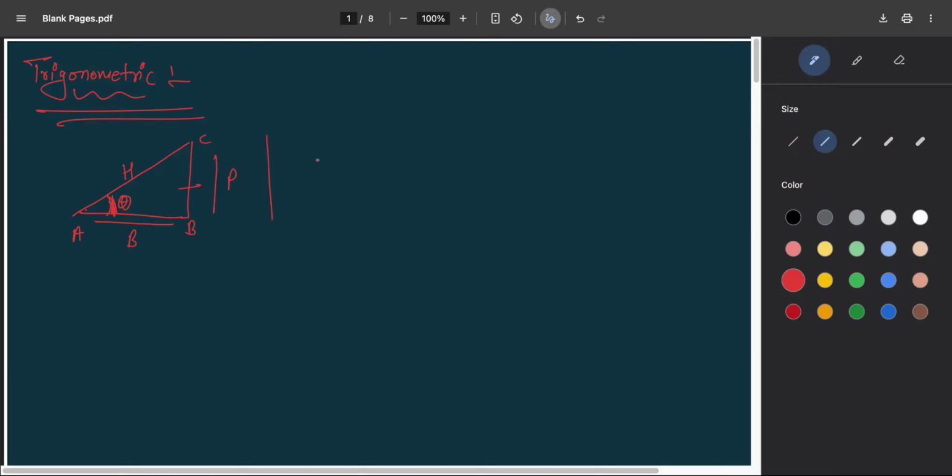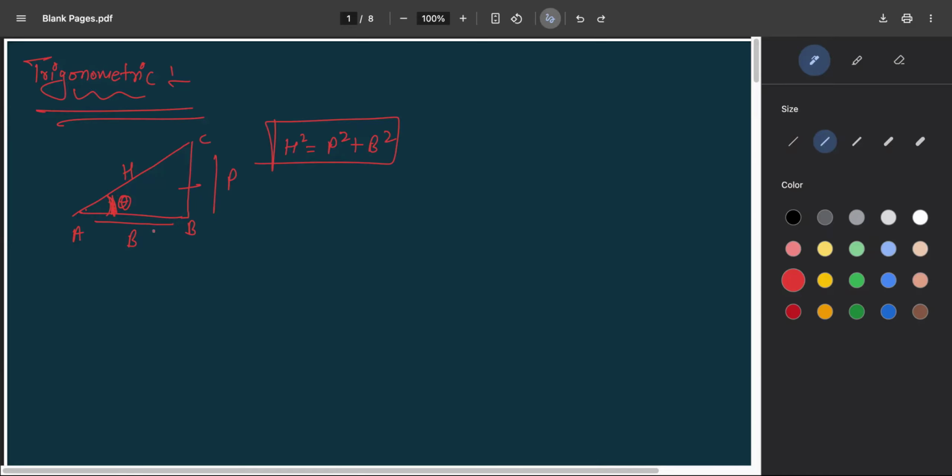Yes, sir. By using Pythagoras theorem, we are well aware of the equation that h square is equal to p square plus b square. This is where we get this equation using Pythagoras. Now, how are we going to relate the things in trigonometry?